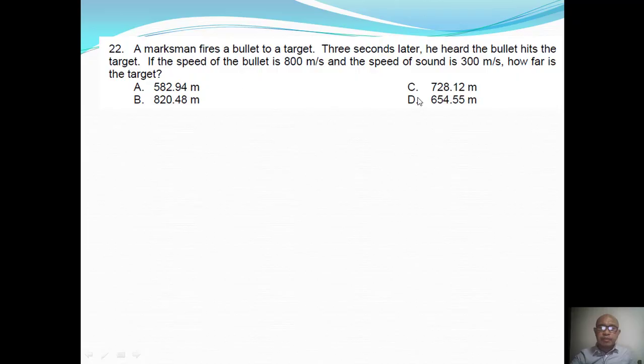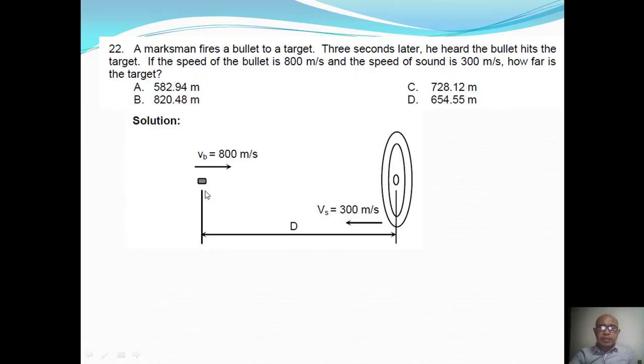So we have here, so this is the position of the marksman. So he fires the bullet, and the bullet hits the target. And when the bullet hits the target, the sound travels to the marksman. So after 3 seconds, the marksman heard the bullet hits the target. So the question, what is the distance from the marksman to the bullet? Or from the marksman to the target?